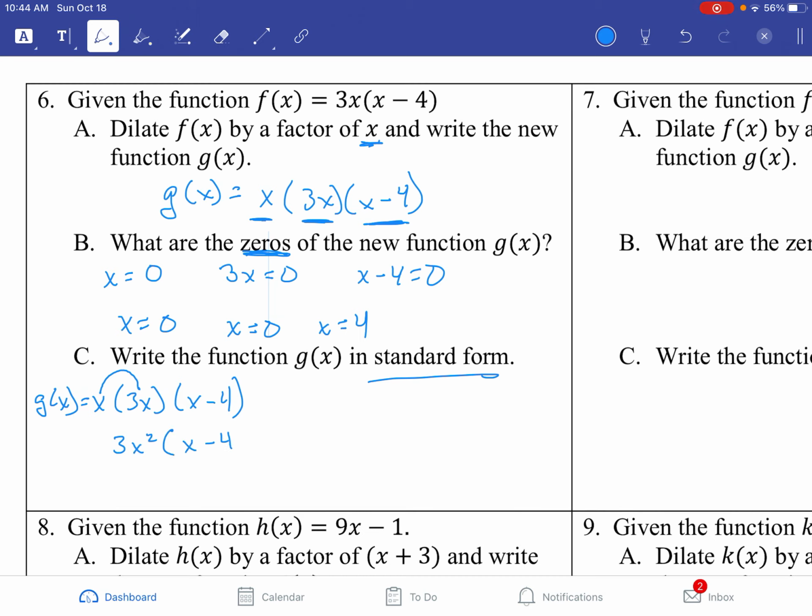So x times 3x is going to be 3x squared. We still have x minus 4 left over. Now we're going to take the 3x squared and distribute it to both parts in there. So we're going to get 3x to the third minus 12x squared. This is what g of x is multiplied out in standard form. So that would be your answer.